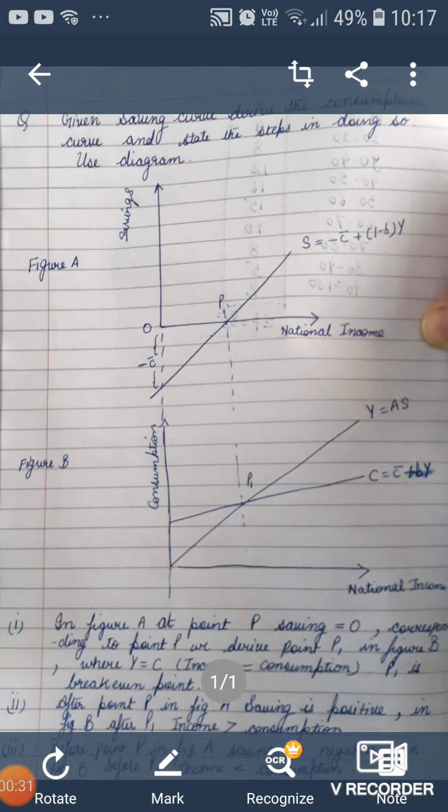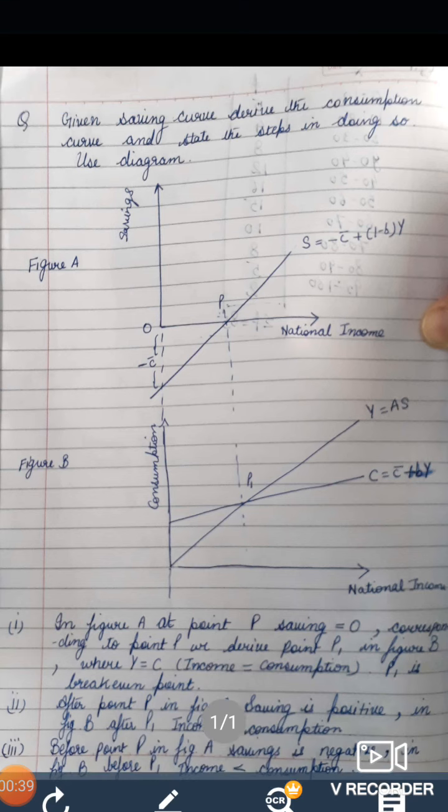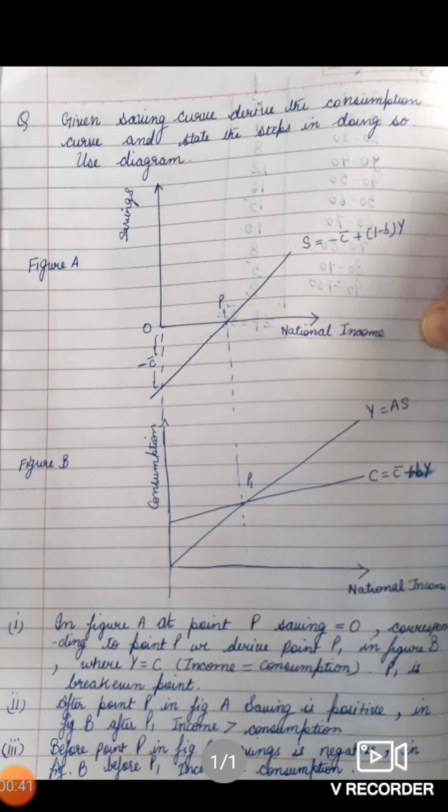This is given in your books also, and it can be asked in the opposite way. You can be given the saving curve and you have to derive the consumption curve. So you need to write down these steps. That is why I have taken this in this particular format. So we have to use the diagram.